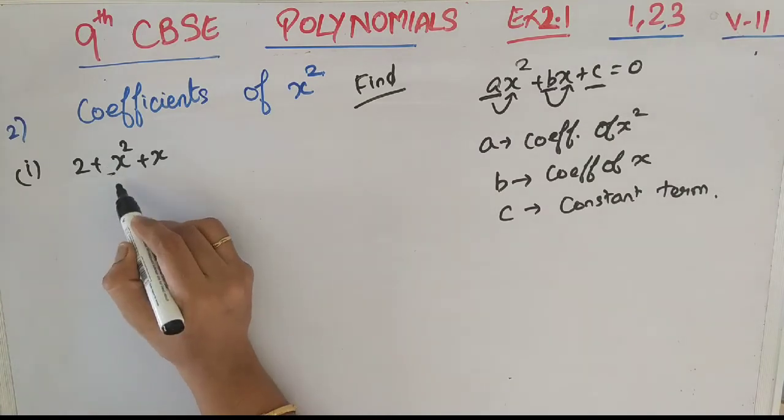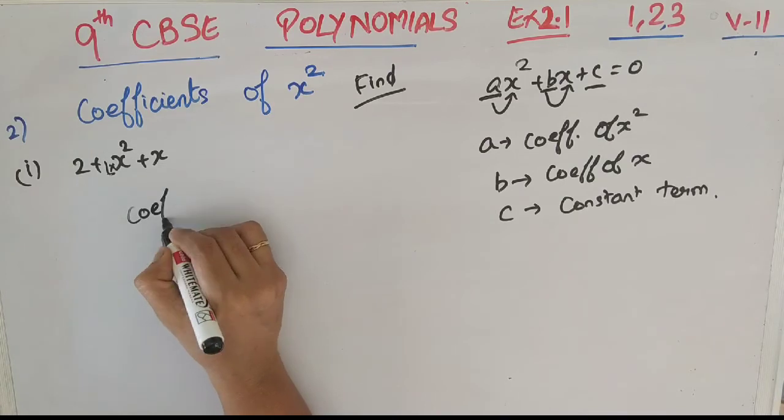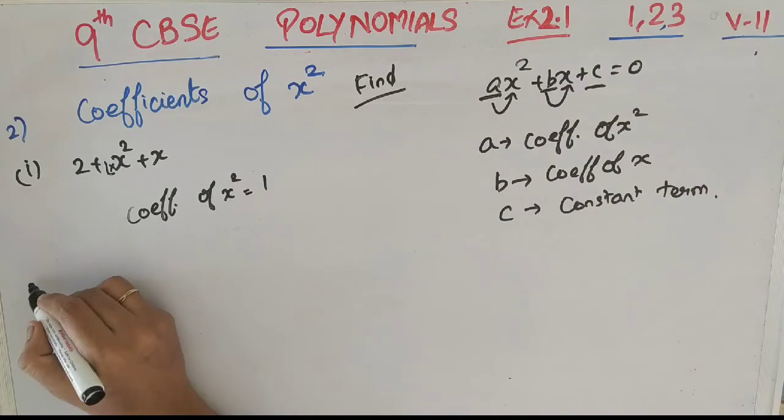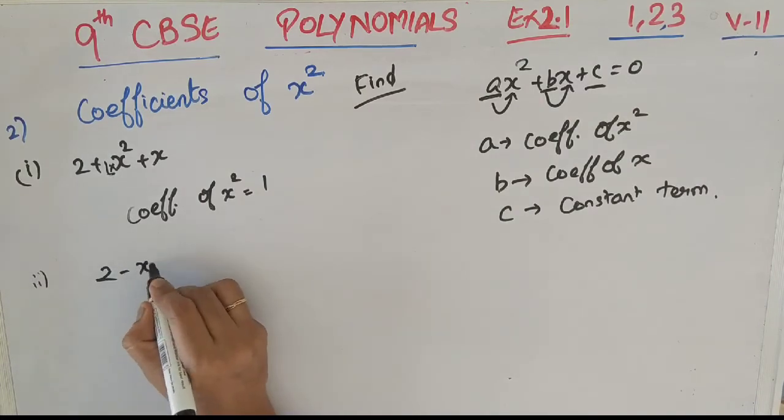Okay? In this polynomial, what is the coefficient of x squared? 1, isn't it? 1x squared. Therefore, the coefficient of x squared is equal to 1. Clear? Is there any doubts? Hope you are all following me.